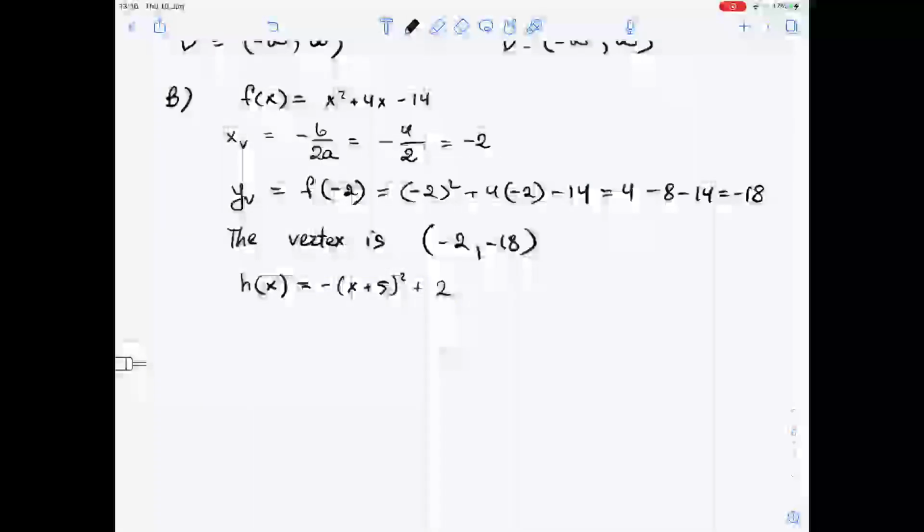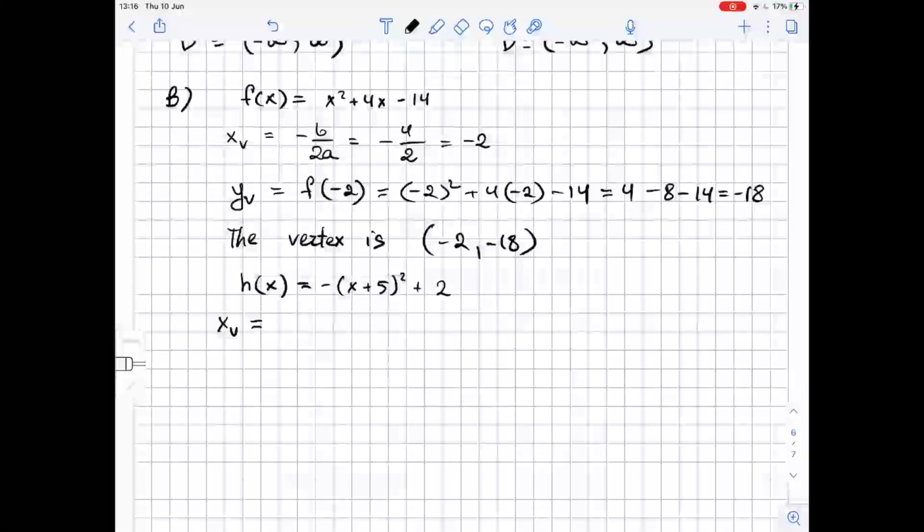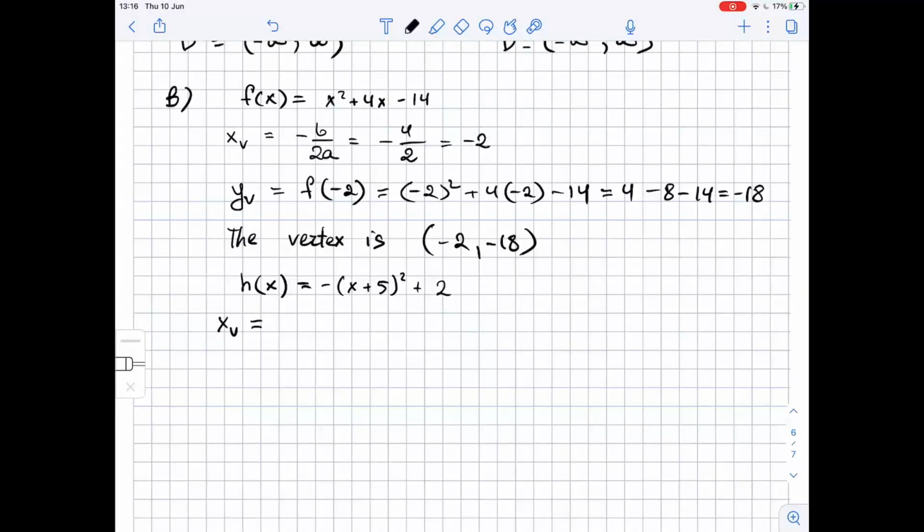So we will use the same formula to find the x coordinate. But before we do it, the difference is that here h of x is not in standard form of a quadratic function. We can rewrite it in standard form by simplifying it. So we can rewrite it as negative x squared minus 25 minus 10x plus 2. Again, let's simplify it. So h of x equals negative x squared minus 10x minus 23.